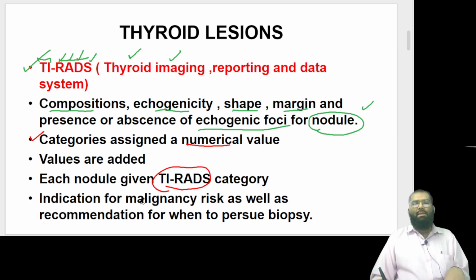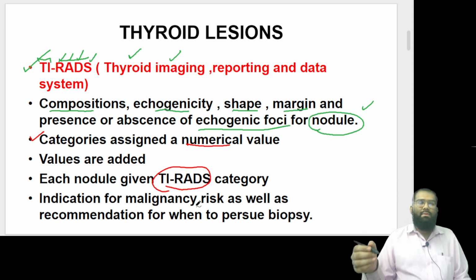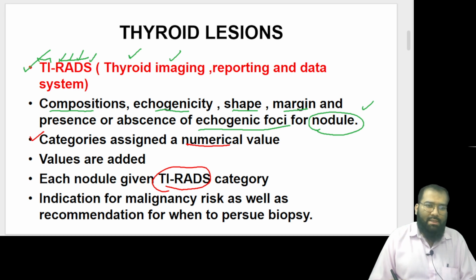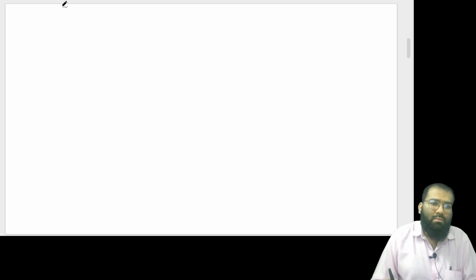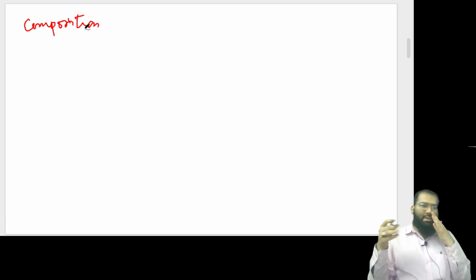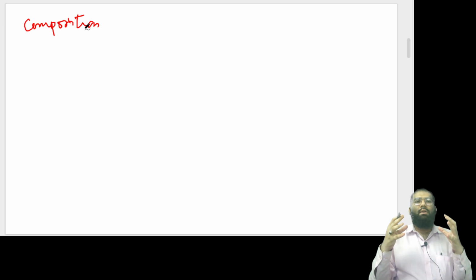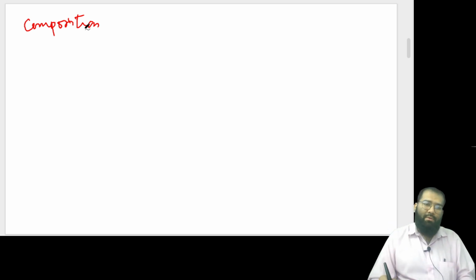The indication for malignancy risk, as well as the recommendation of when to pursue FNA or when to go for biopsy, is made with the help of this TIRADS procedure. Okay. So now let us come to our chart. So first is composition. Composition, what does it mean? Composition means what the particular nodule is made up of.